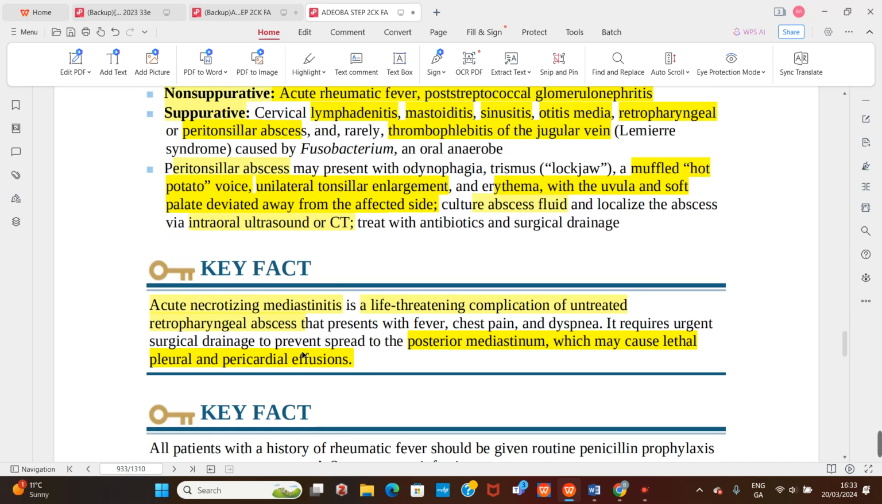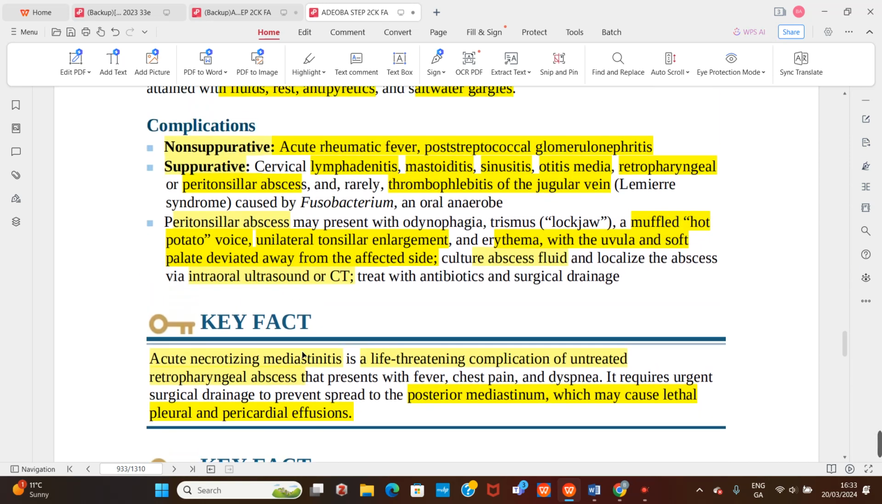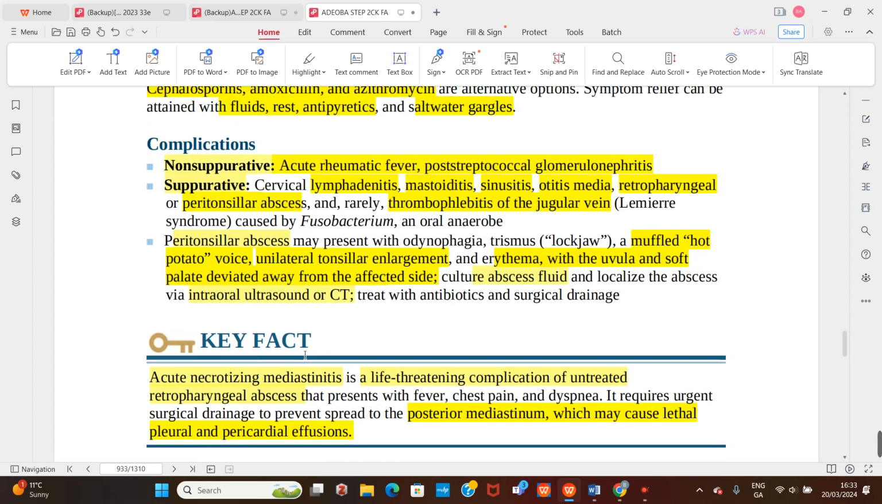Sorry, Dr. Babalo, is there a time it can be confusing to say whether it's retropharyngeal abscess or peritonsillar? No, it won't be confusing. You already know what to look out for.